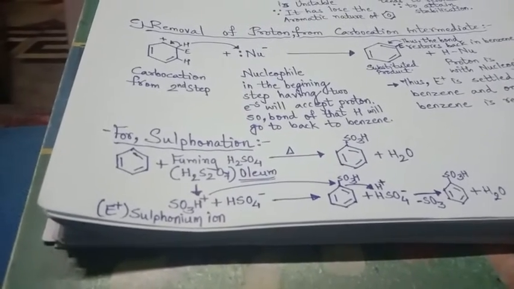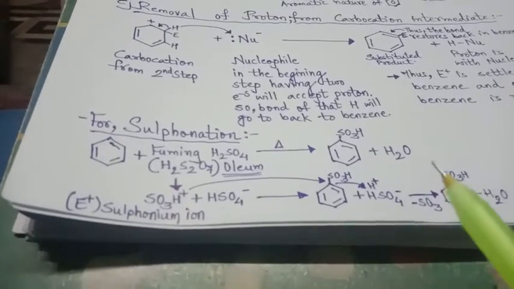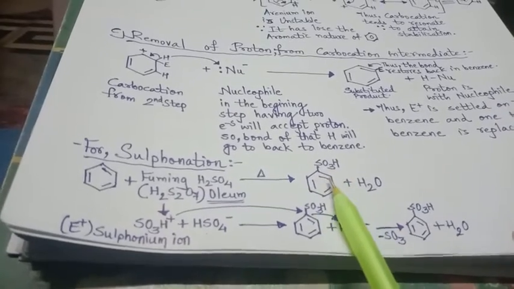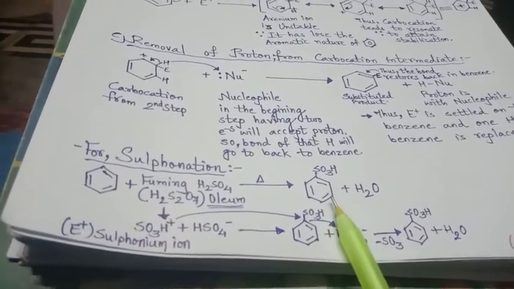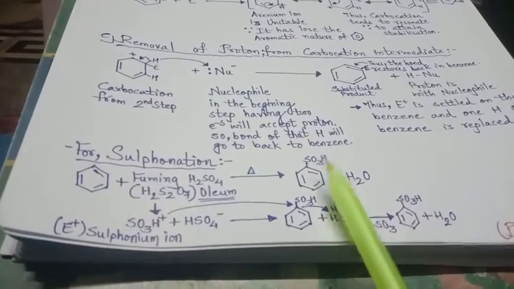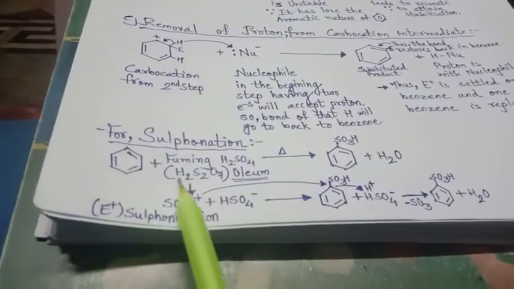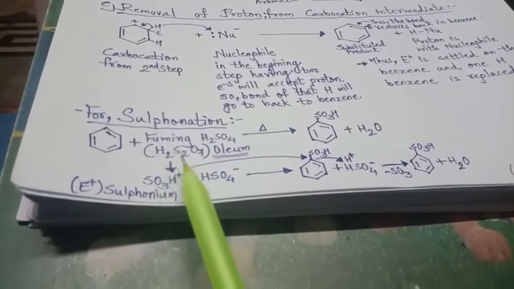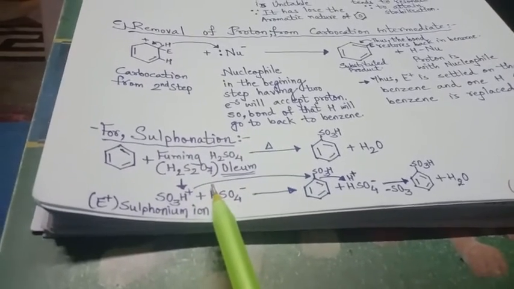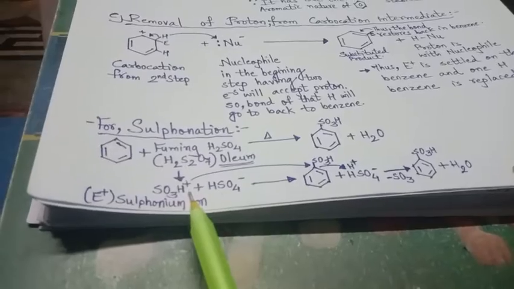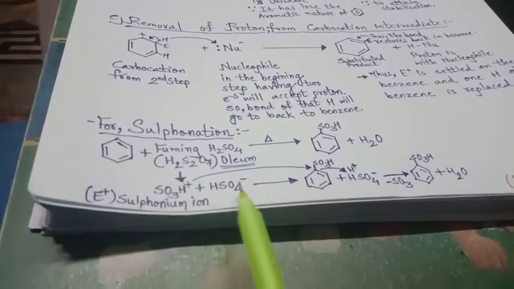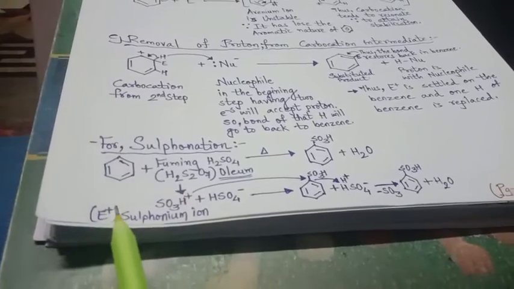Benzene, when heated with this oleum, will give benzene sulfonic acid, SO3H. When it is on the benzene ring, it is called benzene sulfonic acid, with water. This fuming H2SO4, H2S2O7, how does it break? It breaks into SO3H plus HSO4 minus. This is positive and this is negative. And so this is the sulfonium ion electrophile.